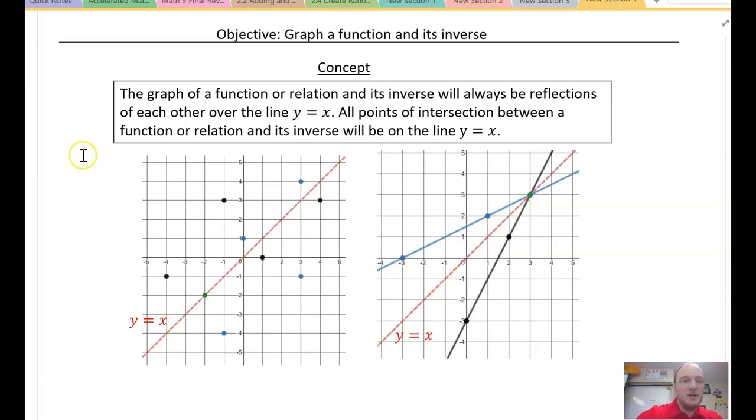So for the first example over here, we have ordered pairs. You can see them in black, and then ordered pairs, which is the inverse, in blue. And then we have one point here, which is -2, -2. Well, if I switch those x's and y's, they intersect and they touch each other. Again, any point that intersects is going to occur on that line. Now here, example 1, example 2. On example 2, I have a linear line, and you'll see with its inverse, when I switch the x and the y values, they intersect on that line, y equals x.